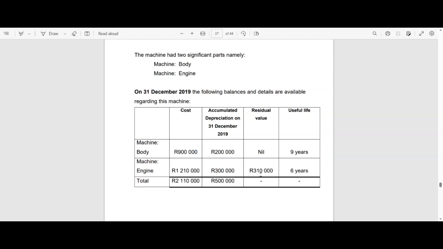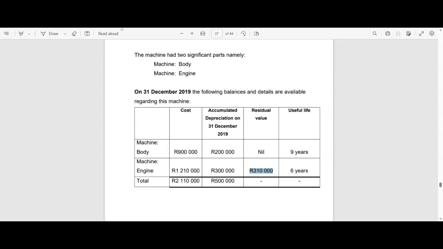But in the case of the engine, we can get some value at the end of the useful life. We can sell it maybe for another user to use it for a further few years, or maybe we can sell off the components to a scrap metal dealer or whatever the case may be. But the fact remains that we have estimated on the date of acquisition that at the end of the useful life, we can get 310,000 rands in value for that engine component. So the residual value was estimated at 310,000.